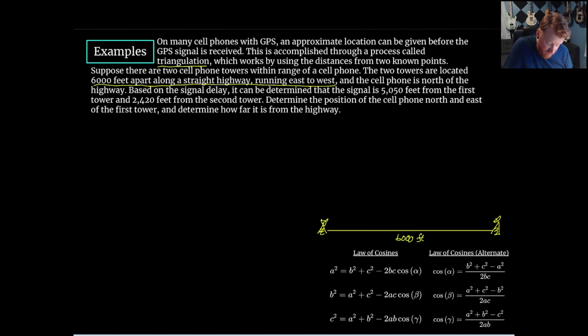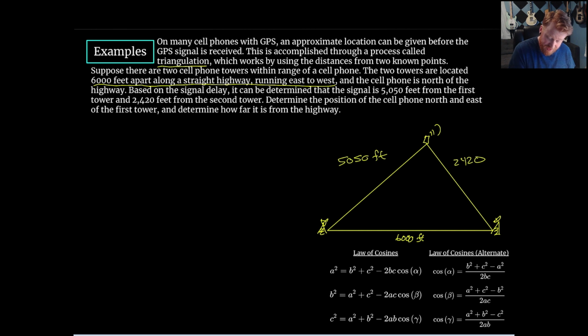The cell phone is north of the highway, so we'll just draw this cell phone somewhere out here, north of the highway. Based on the signal delay, it can be determined that the signal is 5,050 feet from the first tower. So if I'm looking at this distance here, this is going to give me 5,050 feet. And from the second tower, it's 2,420. So this distance here is going to give us 2,420.